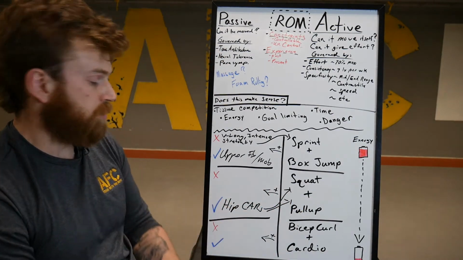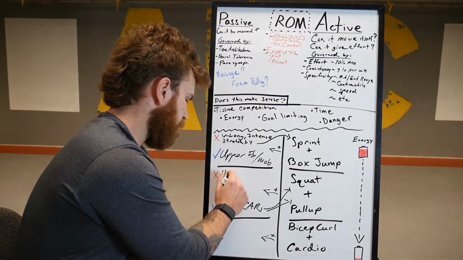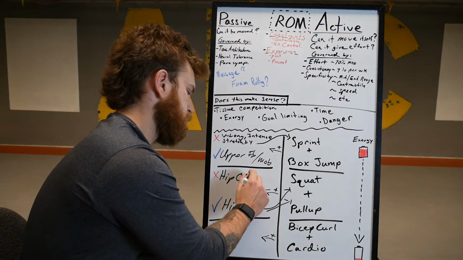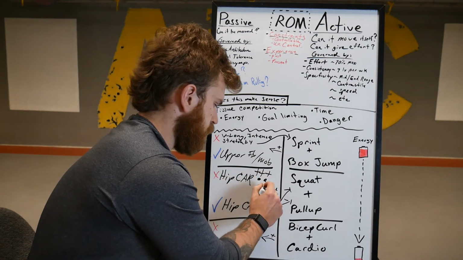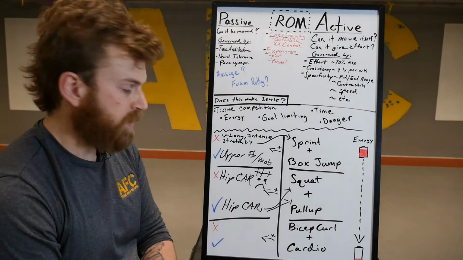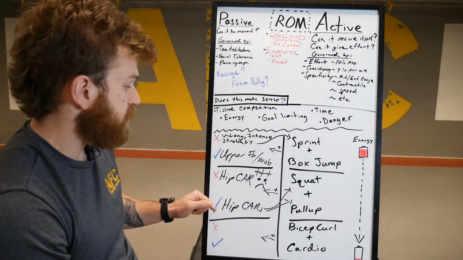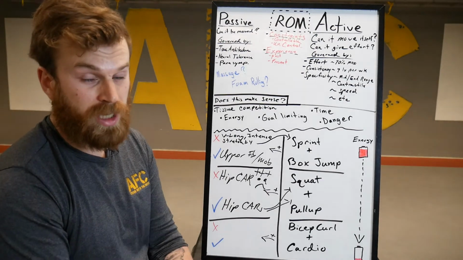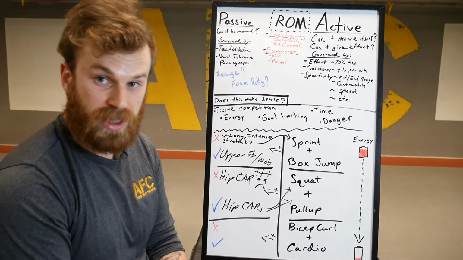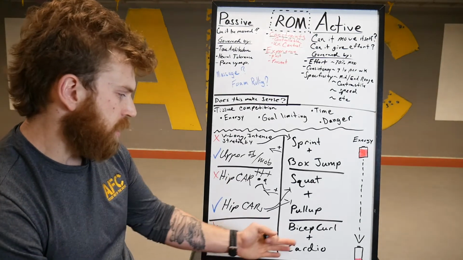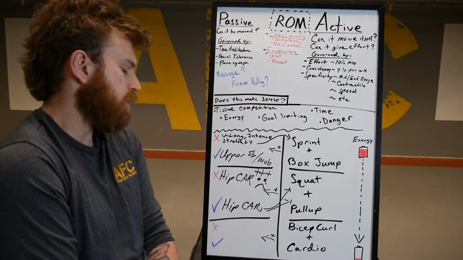Then let's say a high intensity hip CAR. So let's do hip CAR plus, plus, plus, angry crying face, right? Same thing, same exercise can be a good idea or a less good idea. It doesn't have to be a completely different concept, right? And then again, we'll look down at the very last block, bicep curl, cardio.